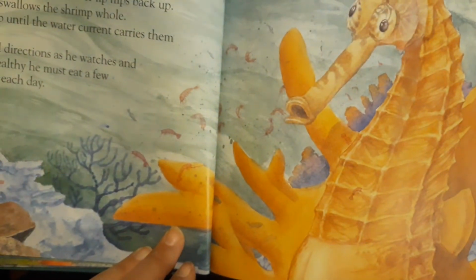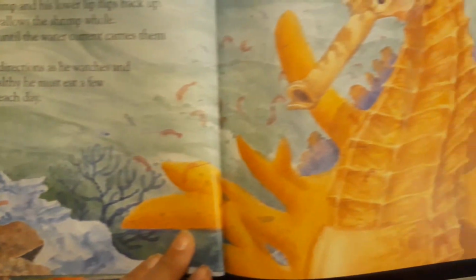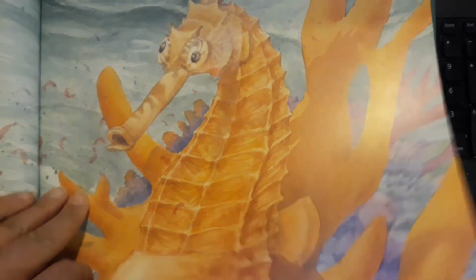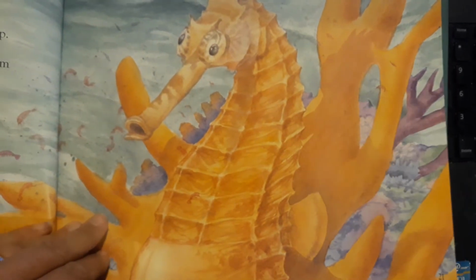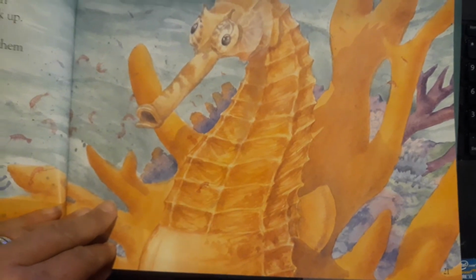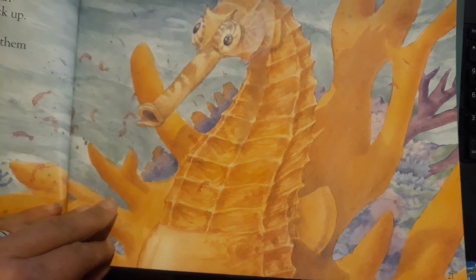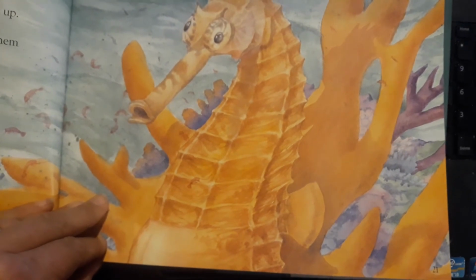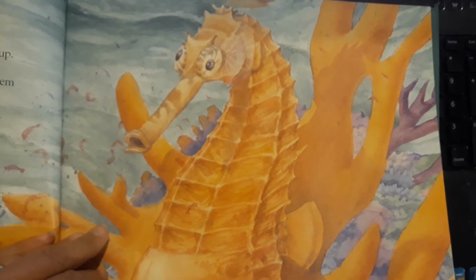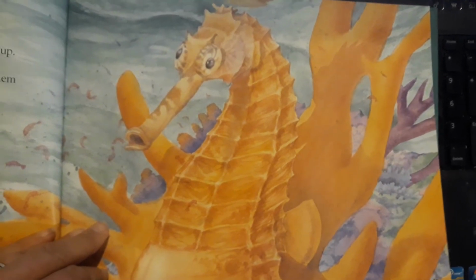Look here. See all that? His lower lip, which folds up over the end of his snout, drops open. In an instant, Seahorse sucks in a shrimp and his lower lip flaps back up. Seahorse has no teeth. He swallows the shrimp whole. He sucks in larvae and shrimp until the water current carries them out of his reach. Seahorse's eyes look in all directions as he watches and waits for more prey. To stay healthy, he must eat a few thousand of the tiny creatures each day.